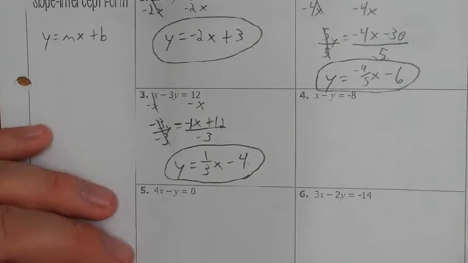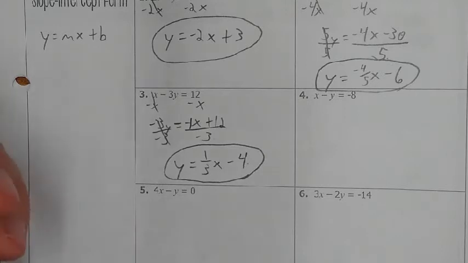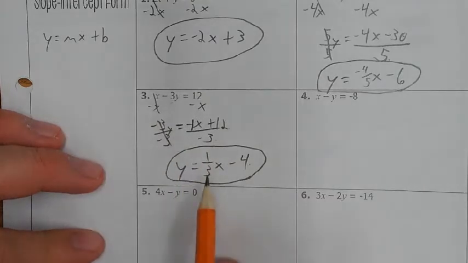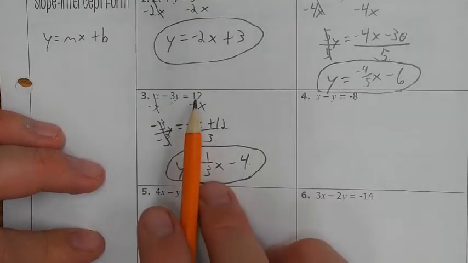So all you're doing is you're putting it back in slope-intercept form. And the reason why is whenever you put it back in slope-intercept form, it is really easy to tell what your slope is and your y-intercept. If you just looked at this original problem, you would never guess that the slope was 1/3 or the y-intercept was negative 4.